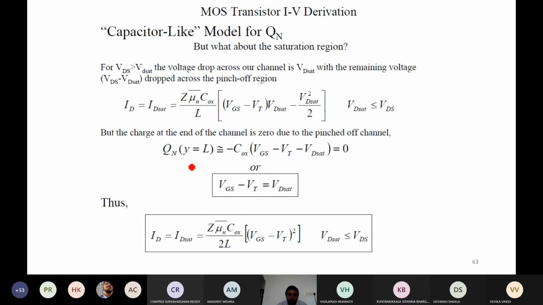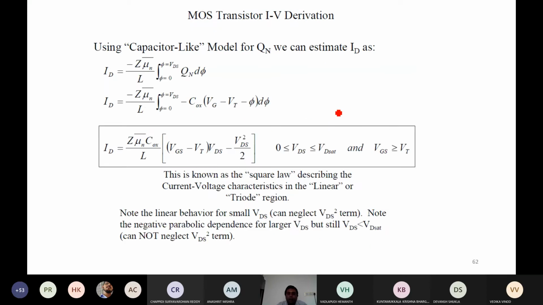So we have derived the linear region equation. This is called the linear region, or also the deep triode region, whatever, there are too many names. This equation is very useful for the drain current ID or IDS, derived for the N channel MOSFET, and it is called the linear region equation, the drain current in the linear region of operation of the MOSFET.